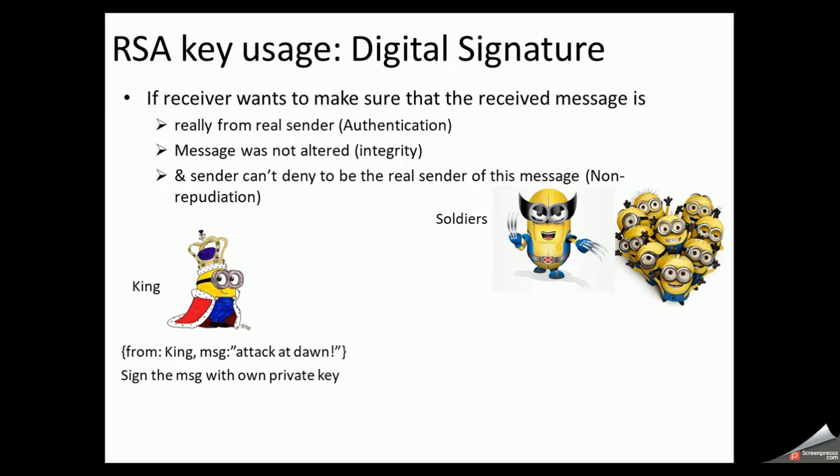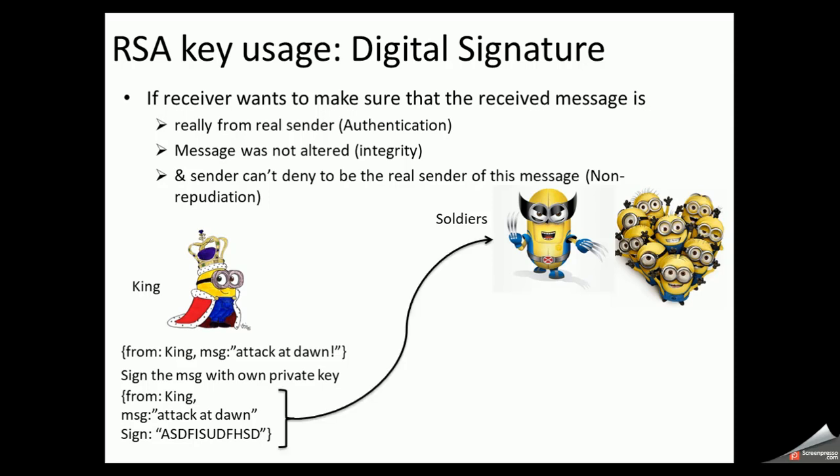But here, the sender signs the message with their own private key. Now in this case, the message itself can be readable by everyone. So you can say that the message is open, it can be readable by everyone. And once the signature is done, the king will attach the signature along with the message. So now our message is from the king, the message is attack at dawn, and the signature is some random values, let's suppose.